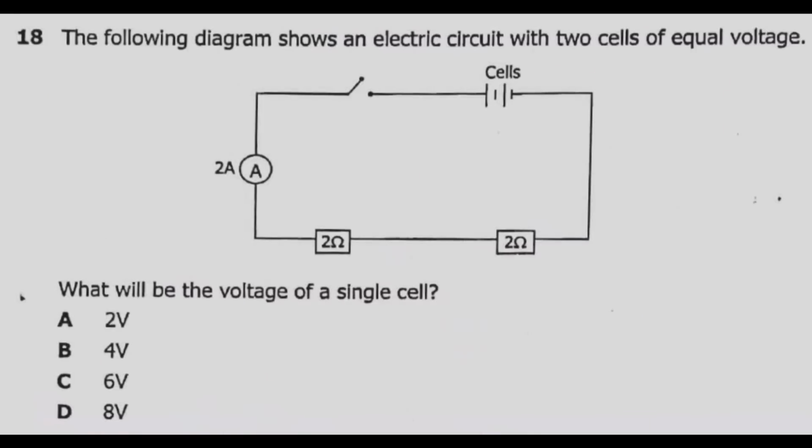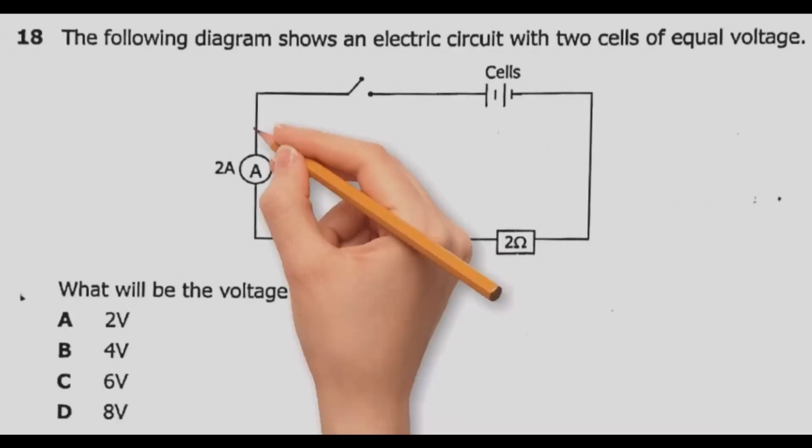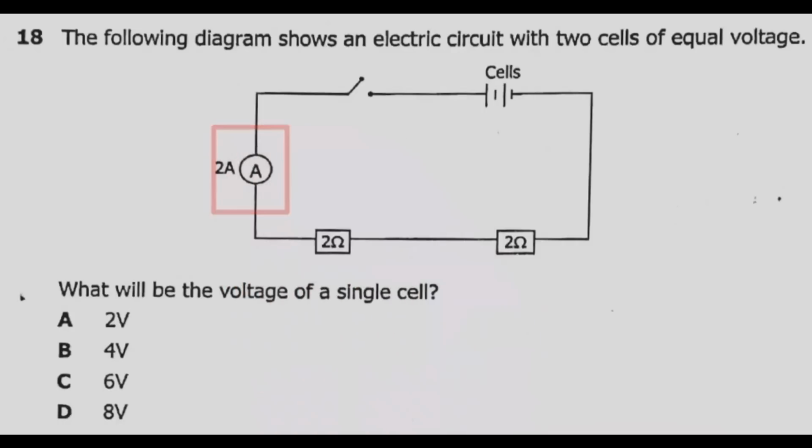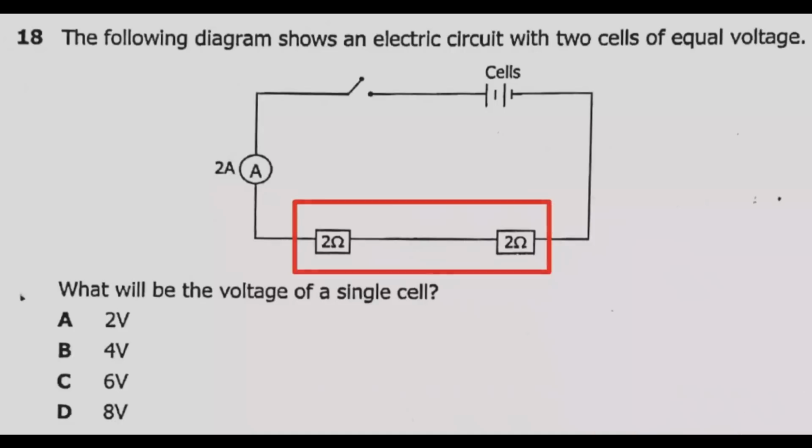Okay, question 18 is as follows. The following diagram shows an electric circuit with 2 cells of equal voltage. Okay, so the question is, what will be the voltage of the single cell? So what you need to do is, first you need to pay attention to the diagram, make sure you take note of the amps, the resistance, how many ohms each resistor is showing. What is the size of the resistance? If it's 2 ohms, it's something like that.